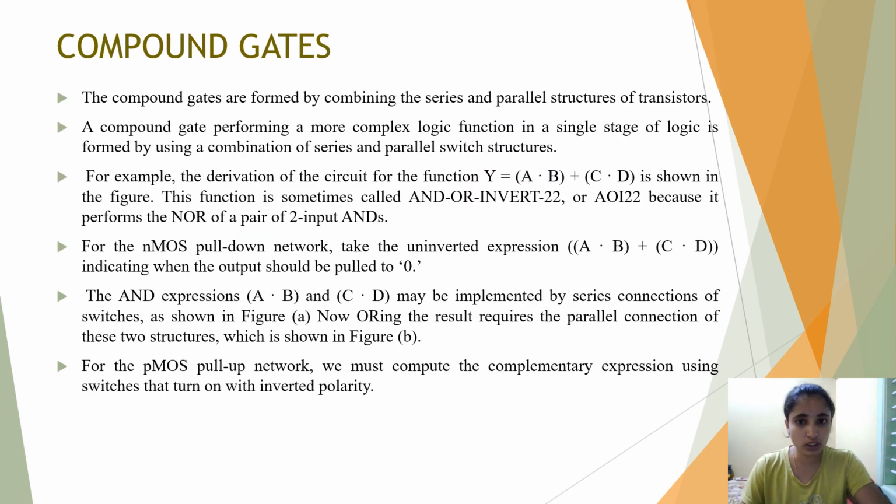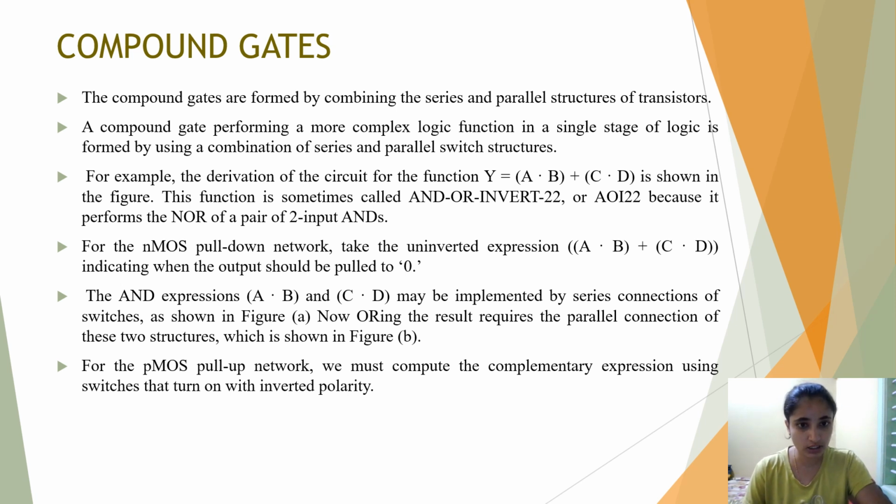Let us move on to the compound gates. So what are compound gates? The compound gates are formed by combining the series and the parallel structures of the transistors. A compound gate performing a more complex logic function in a single stage of logic is formed by using a combination of series and parallel switch structures. For example, the derivation of the circuit for the function Y equals A into B plus C into D is shown in the upcoming slide.